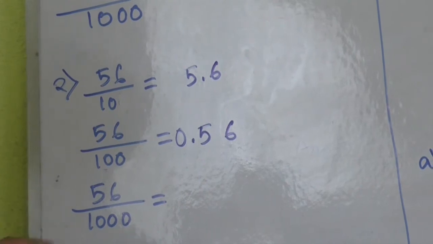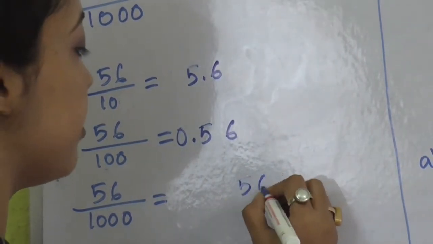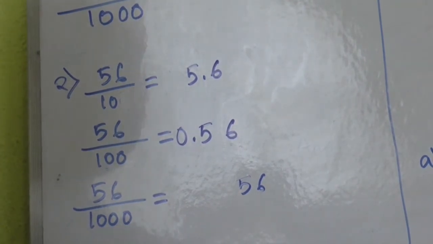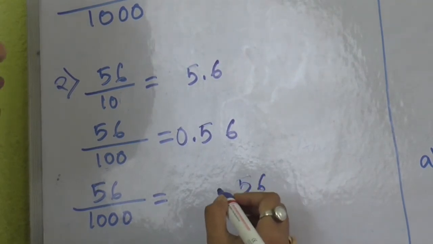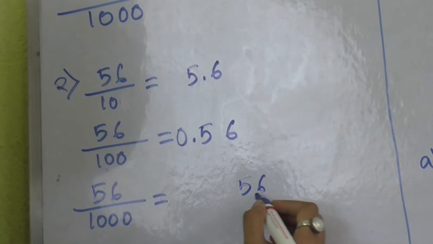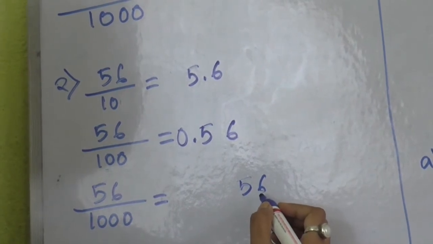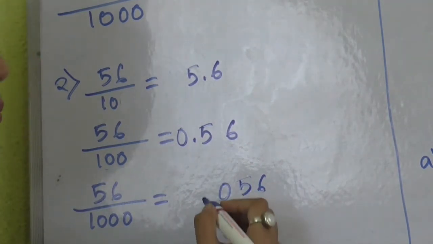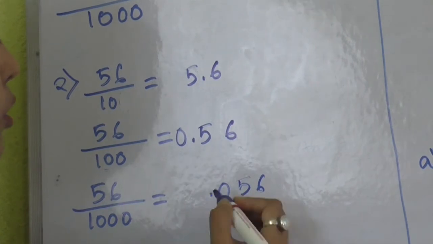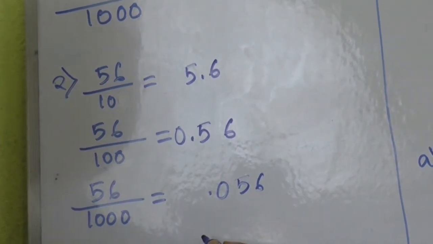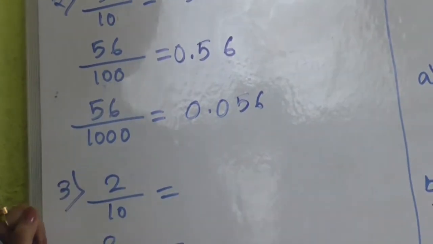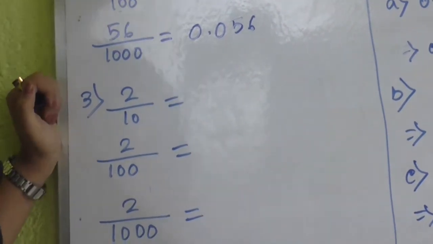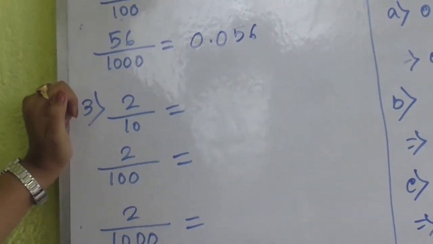Next is 56 by 1000. Similarly, you write this 56 over here, and since 1000 consists of three zeros, you put the decimal point before three digits from the right hand side. Here you can see that 56 consists of only two digits. So you put a 0, and after putting the 0 you put the decimal point, and on the left hand side of the decimal point, as usual, you place 0. So the answer is 0.056. I think it is clear to you.